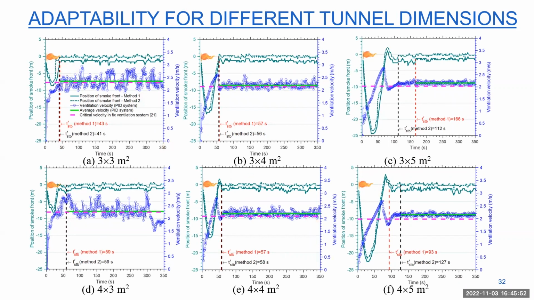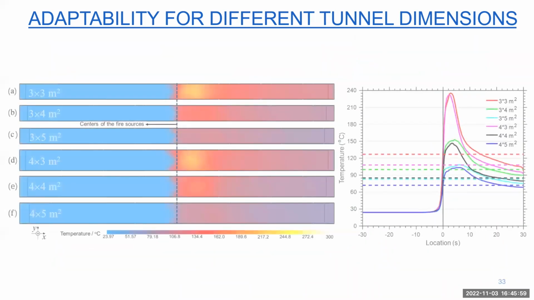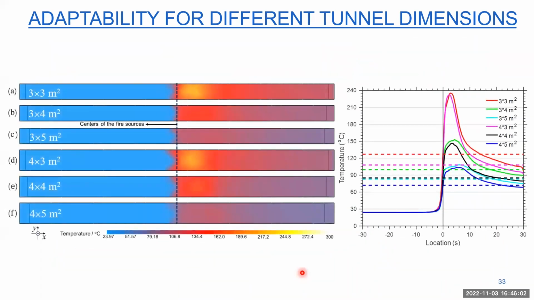Finally, this reveals the strong adaptability of the proposed method. And this is a top view of the temperature fields for different tunnel dimensions. You can see the tunnel height has a strong influence on the temperature fields, but the tunnel width doesn't have a strong influence on the temperature distribution.